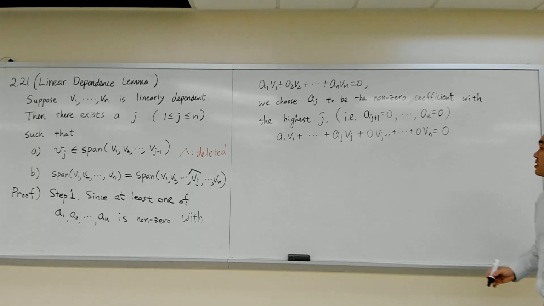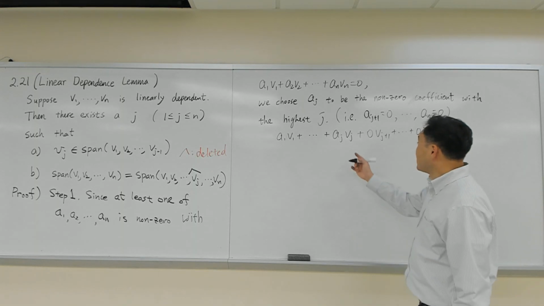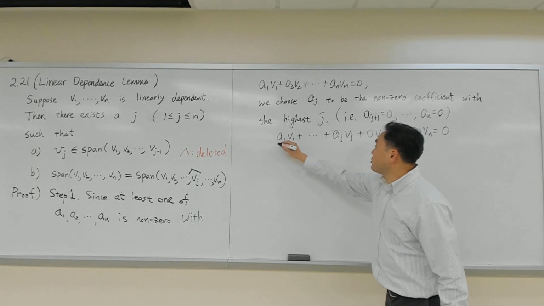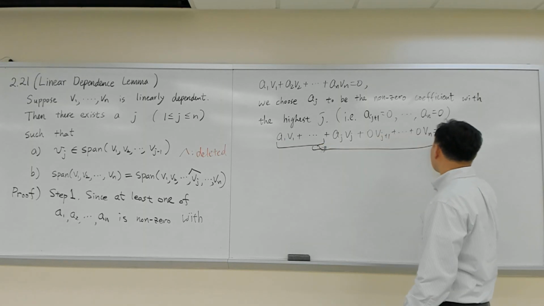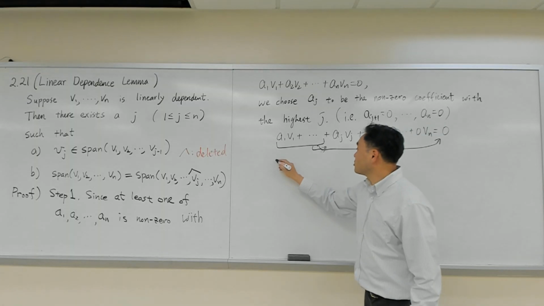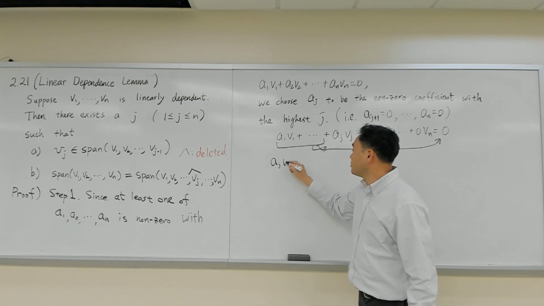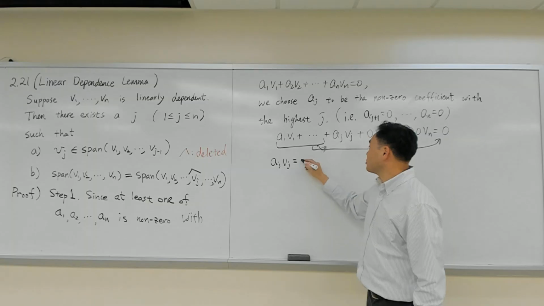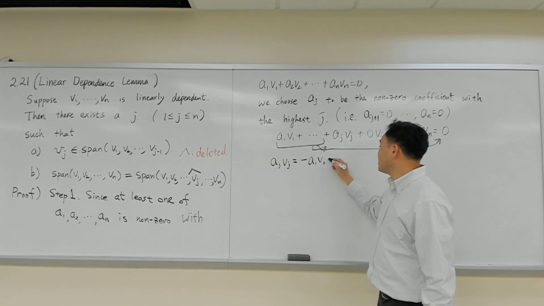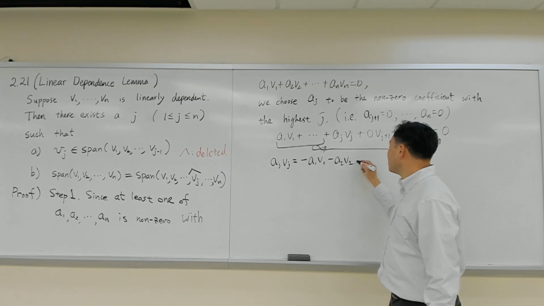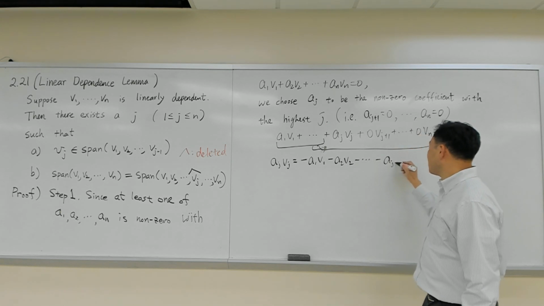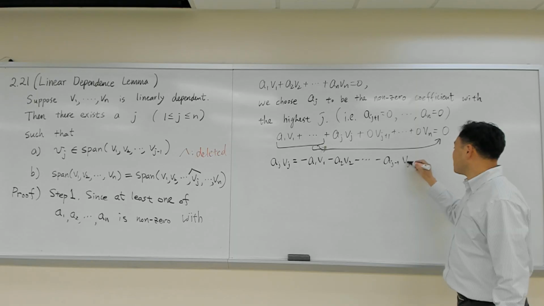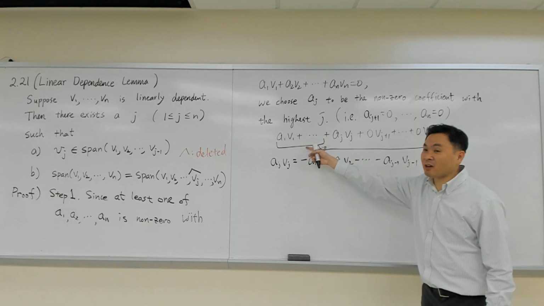Okay, and then now move everything else to the other side of the equation, so that you have aj vj equals negative a1 v1 minus a2 v2 and so on, up to aj minus 1 vj minus 1. Okay, so everything before has been moved to the other side.